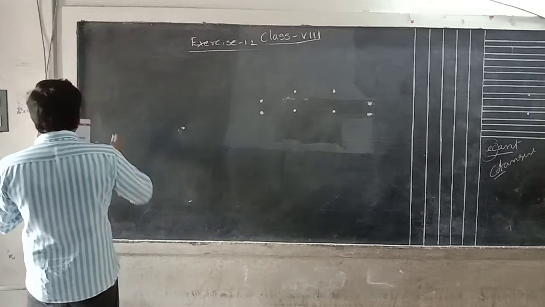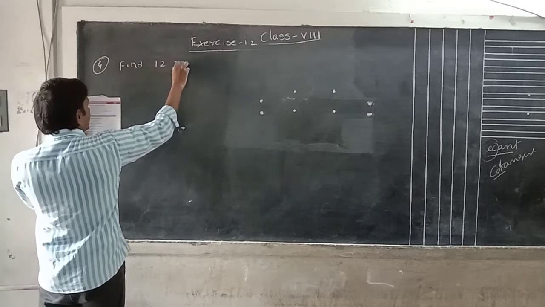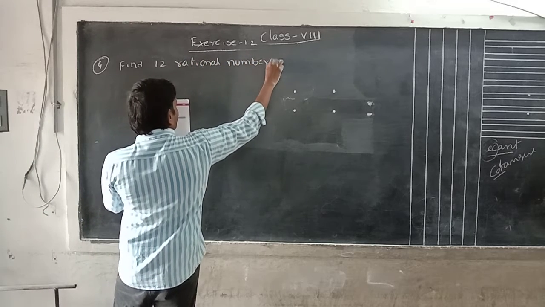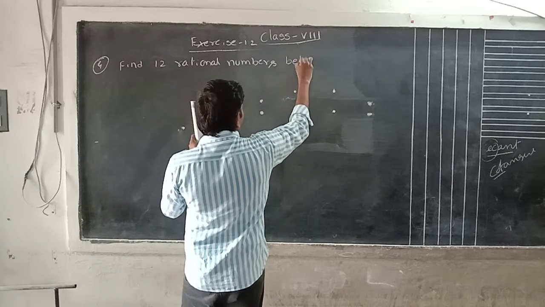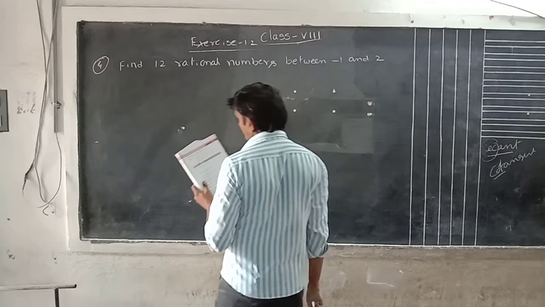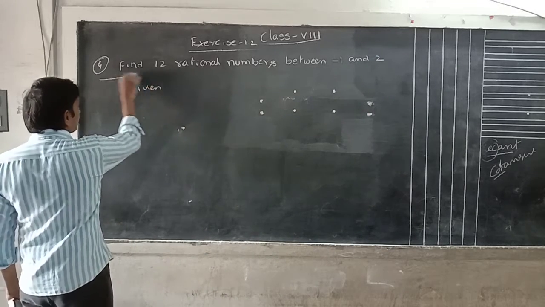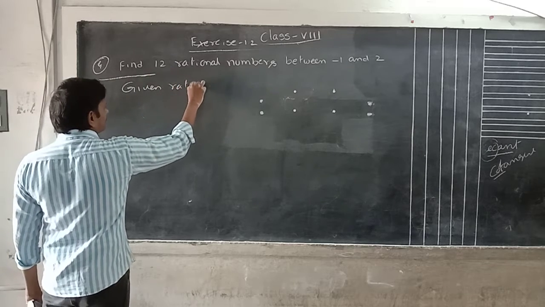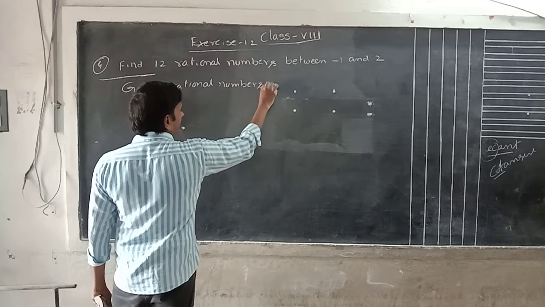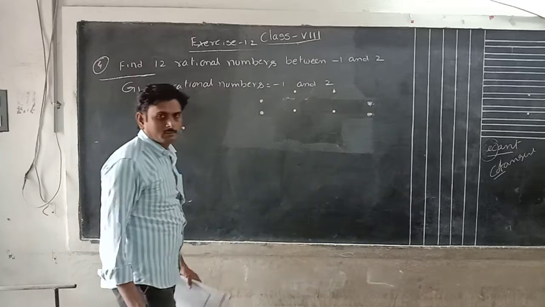What is the fourth question? Find 12 rational numbers between minus 1 and 2. What are the given numbers? Given rationals are minus 1 and 2.